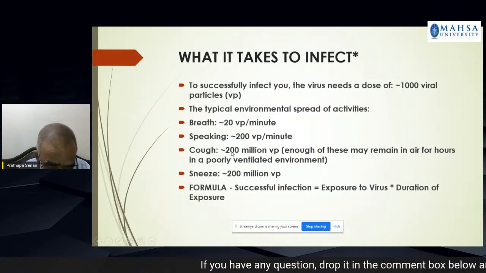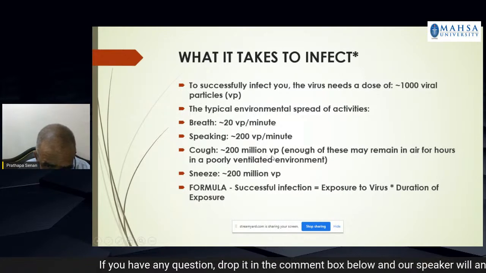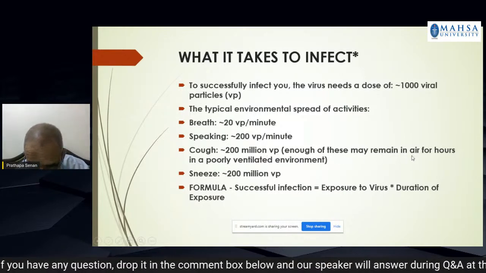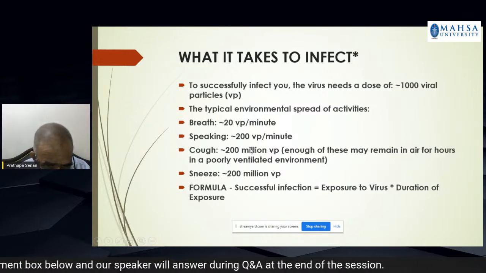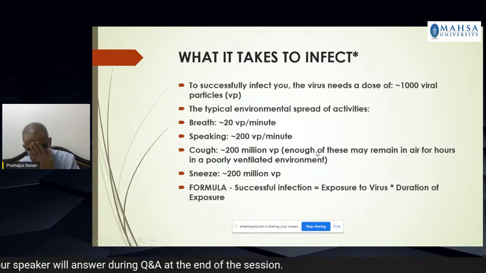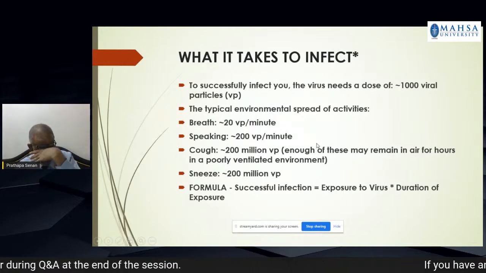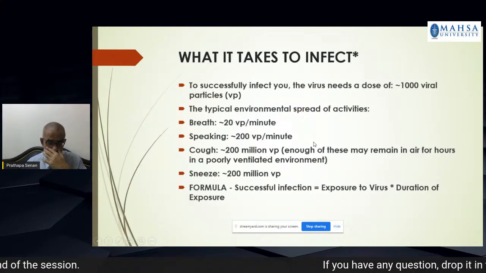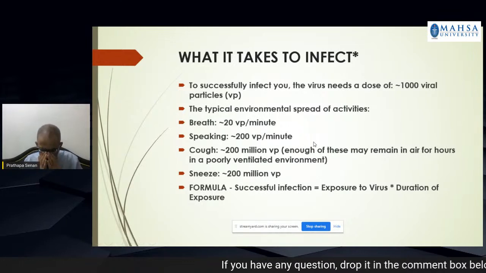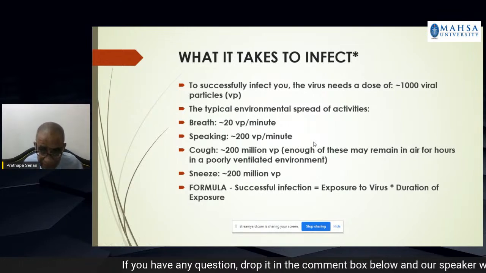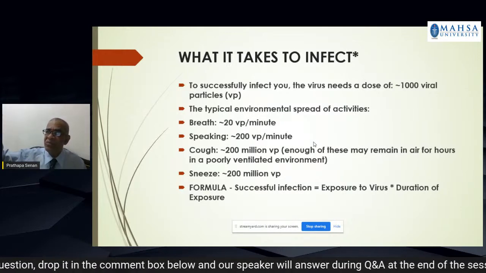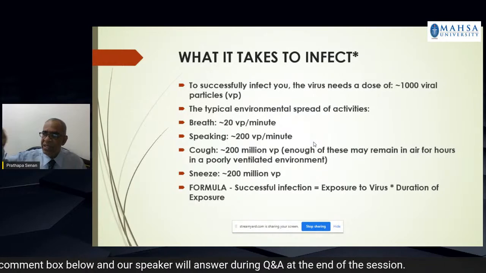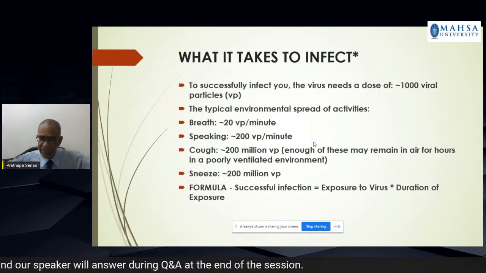If you cough, you put out 200 million viral particles. Enough of these may remain in the air for hours, about 8 hours, in a poorly ventilated environment. Sometimes this is because it's airborne or droplet spread. It can be kept in the air by ventilation. Your fan can keep it moving around a bit longer than if there is no fan. Then it will settle faster.